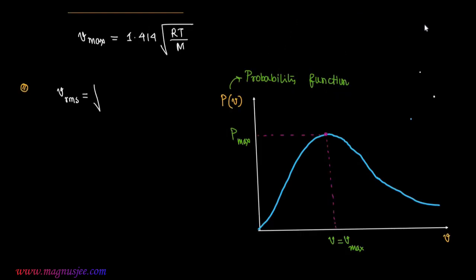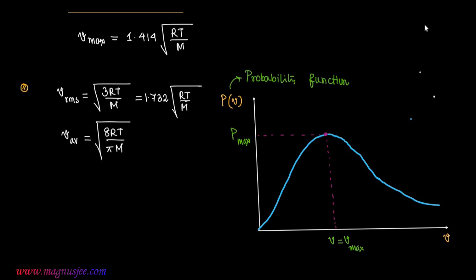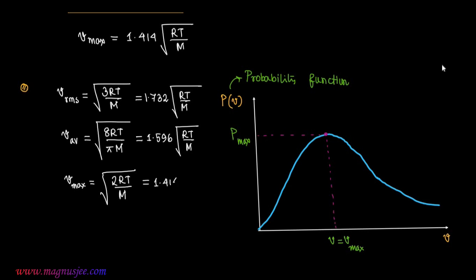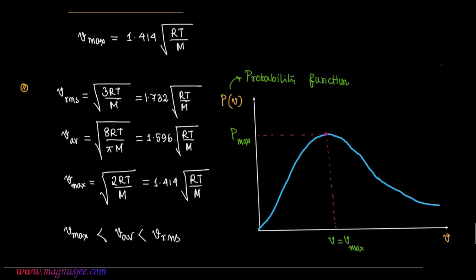If we write down the expression of RMS speed of gas molecules, Vrms is equal to root over 3RT by capital M, equal to 1.732 root over RT by M. Vav is root over 8RT by pi capital M, which can be written as 1.596 root over RT by capital M. Vmax is root over 2RT by capital M, which can be written as 1.414 root over RT by capital M. So that's why you can say that Vmax is less than Vav, which is less than Vrms.